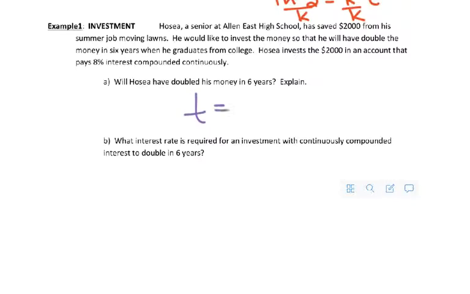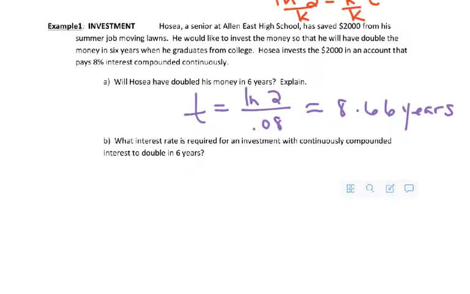So, t is going to equal the natural log of 2 divided by k. Well, k is like your interest rate. So, we're going to write 8% as 0.08. The natural log of 2 divided by 0.08 is about 8.66. So, it's going to take 8.66 years to double his money, which means he will not have doubled it in 6 years.